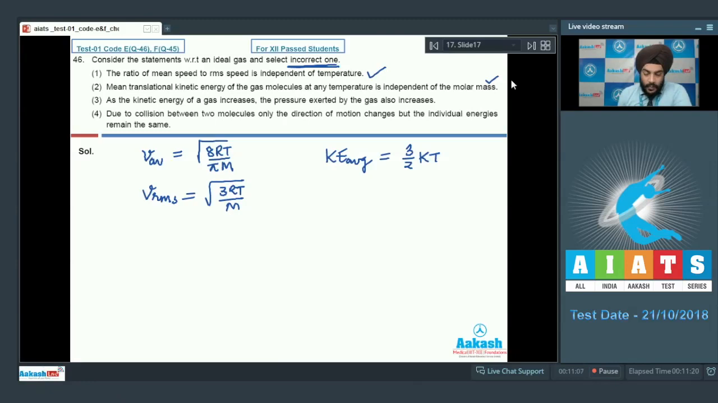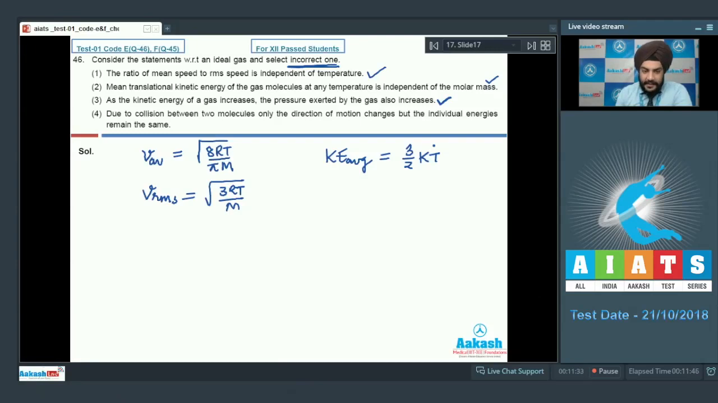Let us look at statement 3 now. As the kinetic energy of gas increases, the pressure exerted by the gas also increases. This statement is also correct. As the kinetic energy increases, the collisions of the molecules with the walls of the container will take place with a greater force, which will lead to an increase in the pressure exerted by the gas molecules. So this statement is also correct.